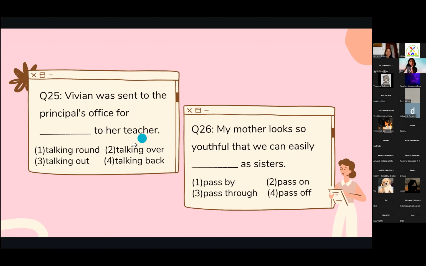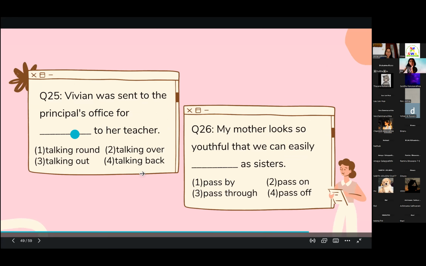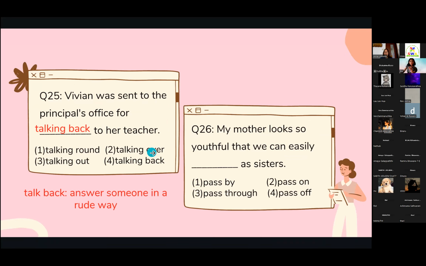Vivian was sent to the principal's office for blank to her teacher. So the correct answer for this would be talking back to her teacher. Talk back means to answer someone in a rude way. So you can say, oh, you've been talking back to your parents also. For example, if they say something to you and you respond back in a rude way, that's called talking back.